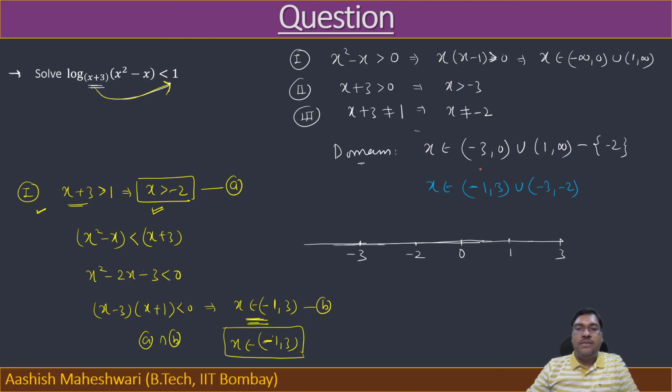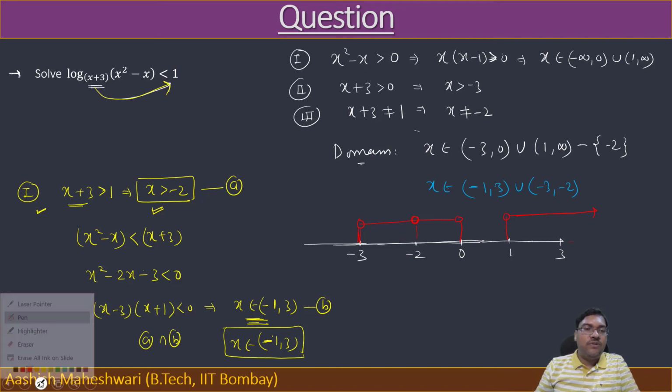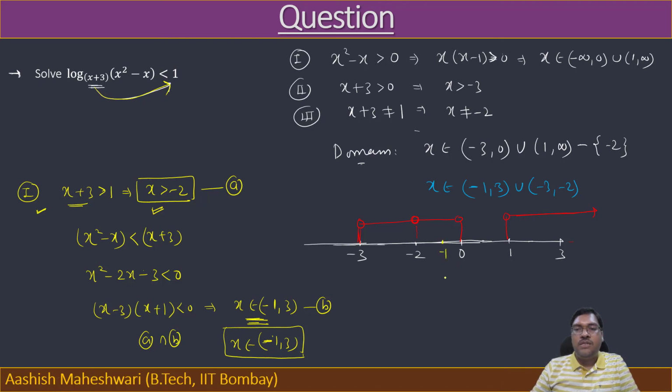Okay, so this is minus 3 to 0, the domain part, minus 3 to 0 union 1 to infinity, right? Except minus 2, so we will reject minus 2 also. Then let me put minus 2 open, right? Now the solution set is minus 1 to 3, so this is minus 1 to 3, and union minus 3 to minus 2.